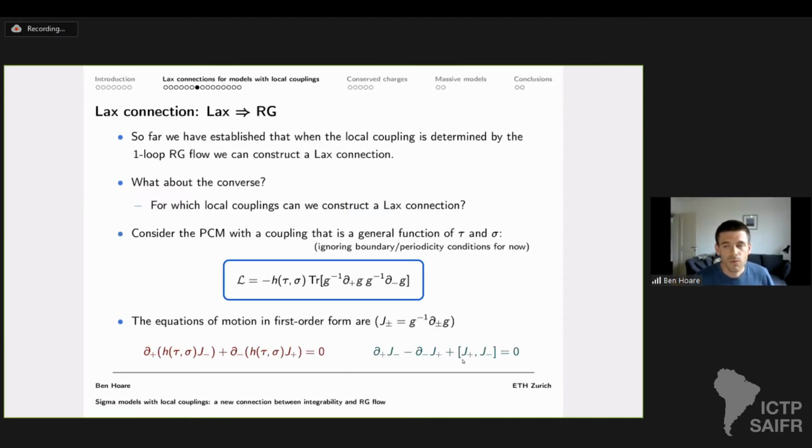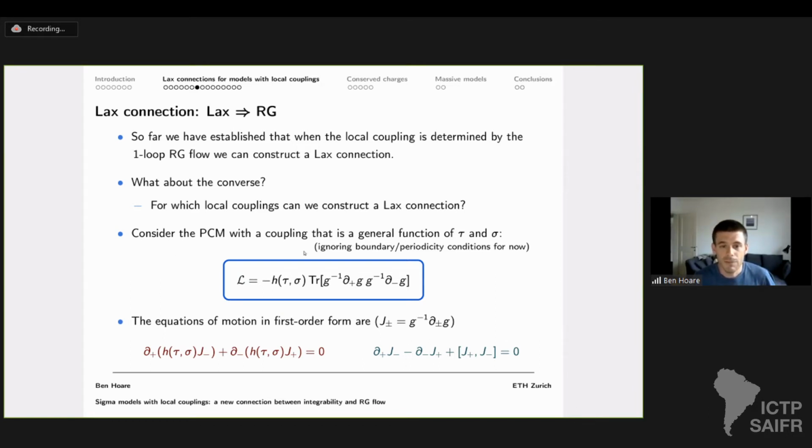So what we've done so far is that we've established that when the local coupling is determined by the one-loop RG flow, we can construct a Lax connection. But it would also be nice to have a converse statement. So for which local couplings can we construct a Lax connection? And is the local coupling that comes from the RG flow special in some sense?